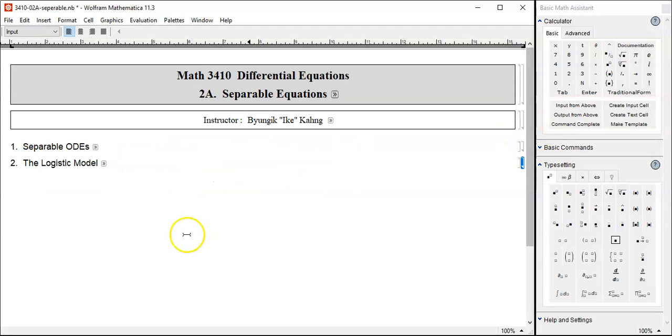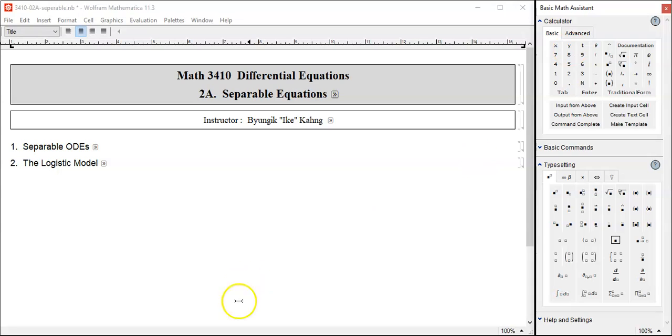Okay, that completes my presentation on the logistic model. Now your job is to think about how to apply it, how to get data and use this logistic model. Think about that. I may give you an appropriate project on it.